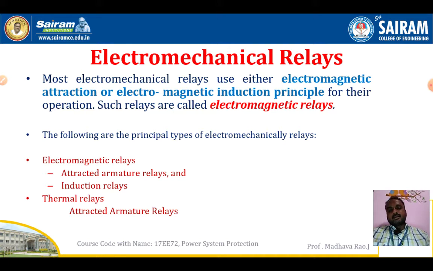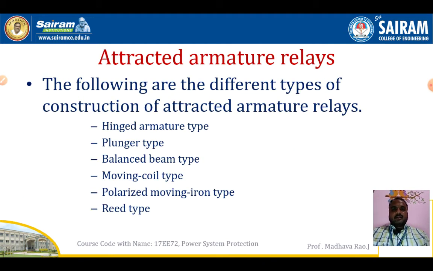Electromechanical relays are also called thermal relays. We'll see the first one, attracted armature relays. Attracted armature relays are again classified into different types based on their construction. The first one is hinged armature type, second is plunger type, then balanced beam type, moving coil type, polarized moving iron type, and reed type. First we will see the hinged armature type.